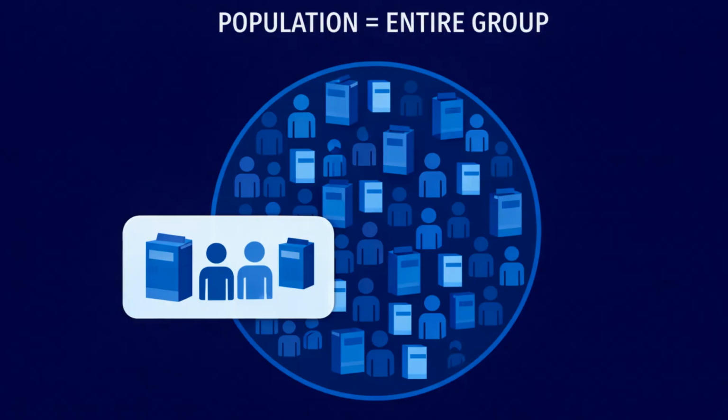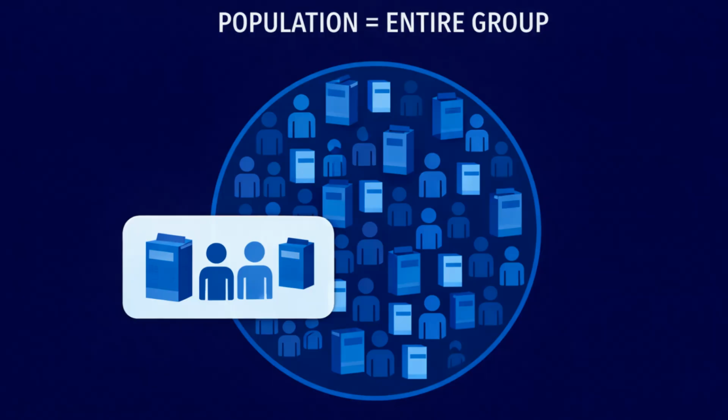A population is the entire group the claim is about. It is not just the individuals we measure. It is the full group that the conclusion will apply to. If the claim is about all cereal boxes produced by a company, then all cereal boxes produced by that company form the population. If the claim is about all students who took an exam, then all of those students form the population.